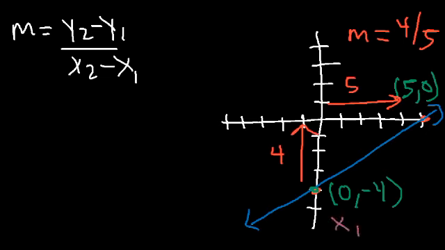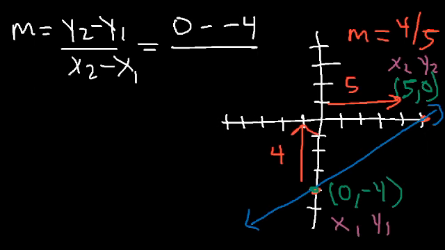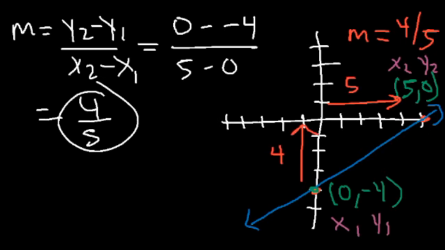Let's say this is x1, y1, and the other point is x2, y2. So y2 minus y1, that's 0 minus negative 4. x2 minus x1 is 5 minus 0. 0 minus negative 4 is the same as 0 plus 4, so it's 4 over 5. Now that we have the slope, we can write the equation.